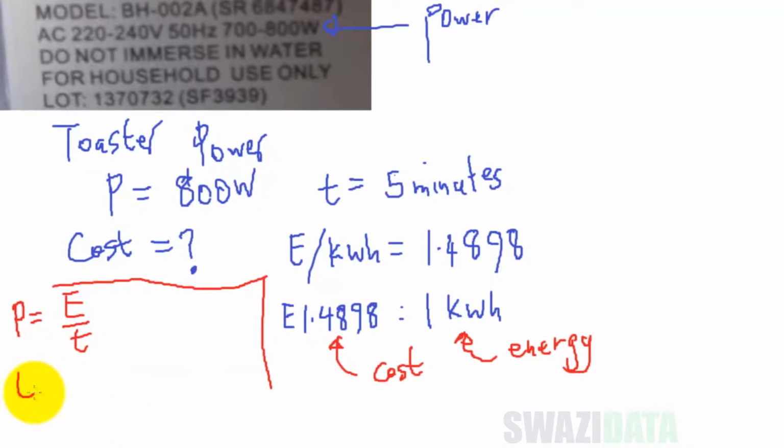So energy, you have to make it the subject. That means multiply by time on both sides, so energy is given by power times time. Our time is in minutes, so we must change it to hours. Our power is in watts, so we must change it to kilowatts.